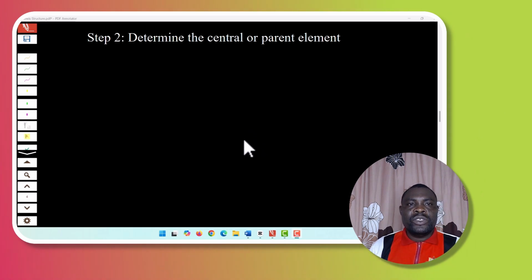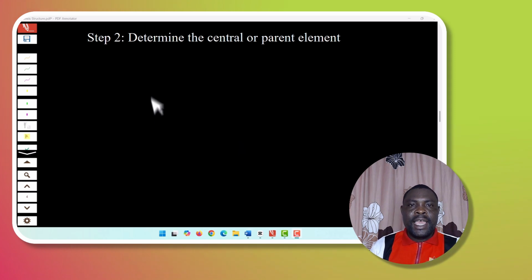In our previous class, we dealt with how to write the correct Lewis structure of a molecule or an ion. We talked about the first step, which is determining the magic number. Today, we will start with the second step, which is determining the central or parent element in the molecule or ion. There are two basic rules in determining the parent element of a molecule or ion. The first rule is that only elements that obey the octet rule can be a parent element.